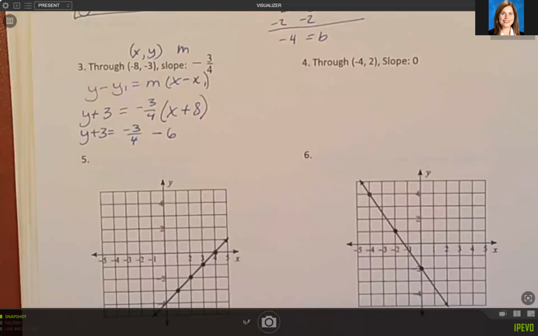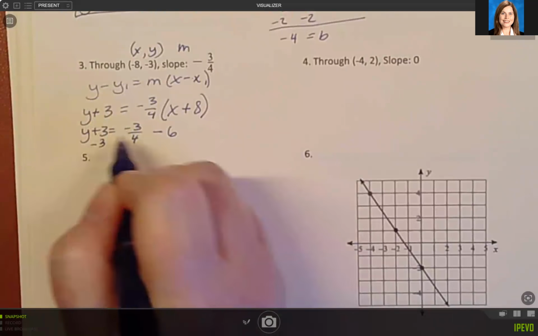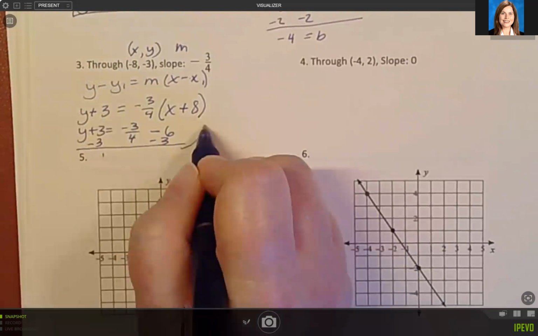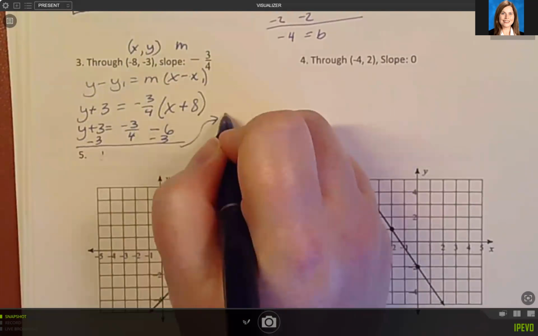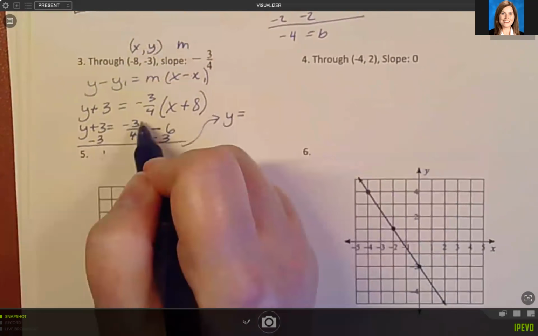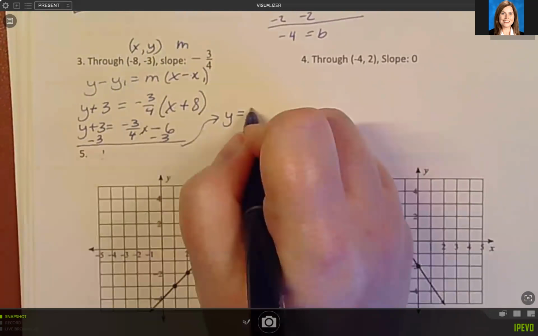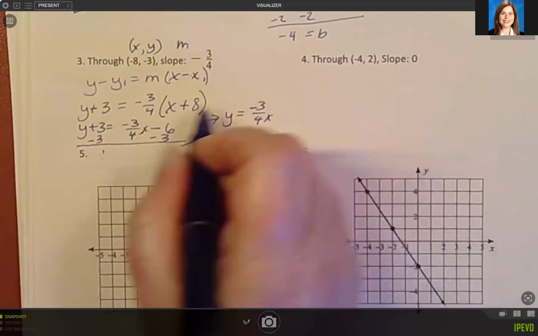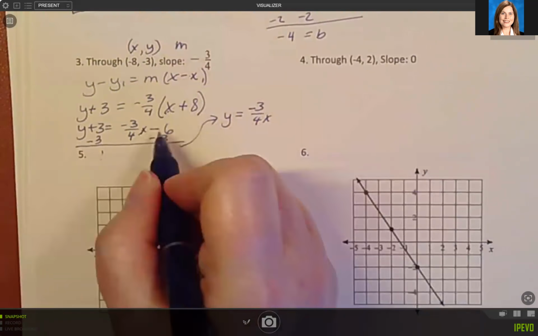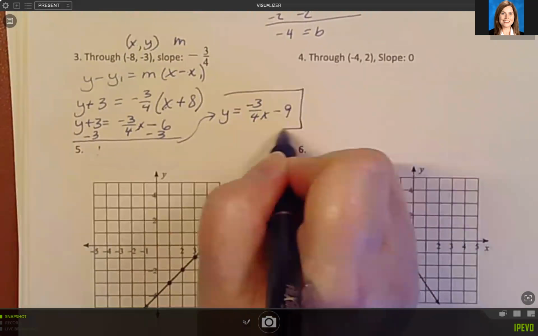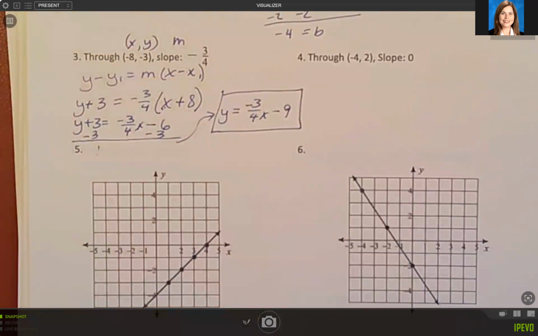Okay, and then we subtract 3 from each side to isolate our variable y, and then I'll just write this here so it's not blending in with number 5. This gives us y equals -3/4 x. I forgot to distribute the x there, so I just added it in, minus 9. So y equals -3/4 x minus 9.